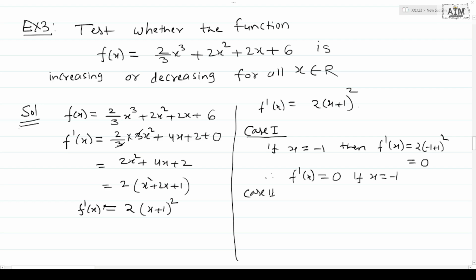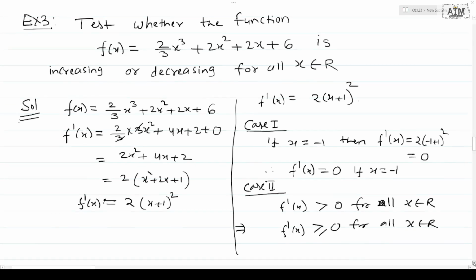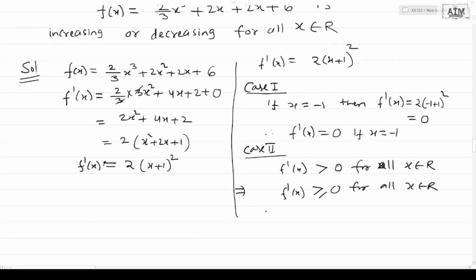Case 2, f dash x is greater than 0 for all x belongs to R. Implies from case 1 and 2, f dash x is greater than or equal to 0 for all x belongs to R. Therefore, the given function f of x is an increasing function.